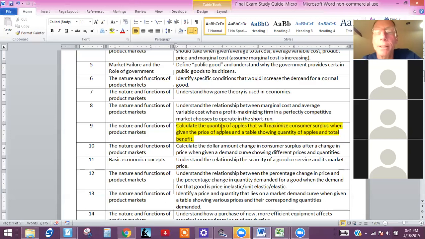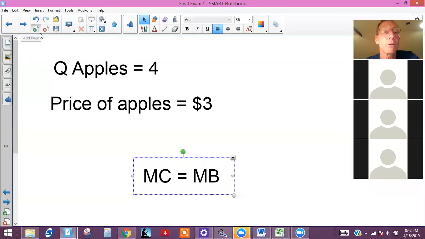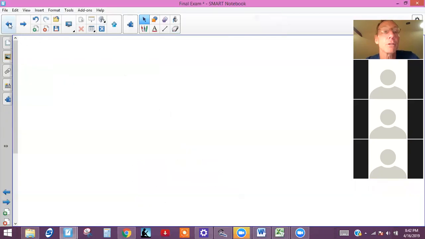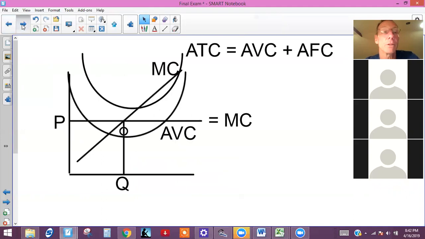So I'm going to draw a table here to actually show you how this works, to give you an example. This is easier. But for number 10, after a change in price, given a demand curve showing different... Okay, this is just simply looking at a simple demand curve, and I will draw it out really quickly. Let me just do it right here.